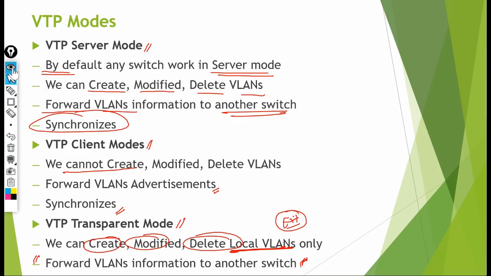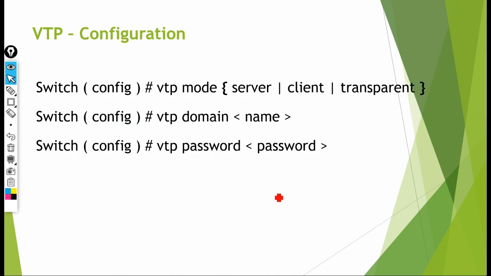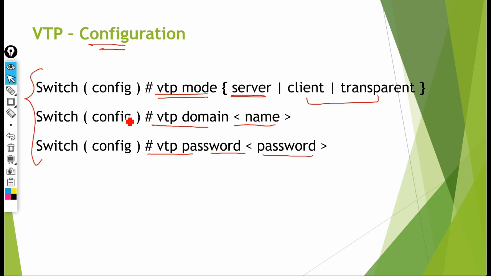So a couple more points. So far, if you see the last line now, it should be clear to you. Forward the VLAN information to another switch. Okay. From a configuration point of view, you see here, VTP mode by default is server. If you want, you define this, depending upon requirement. Then the VTP domain name you need to configure, VTP password you need to configure. And this has to be configured in all the switches. The mode will be different in every switch.